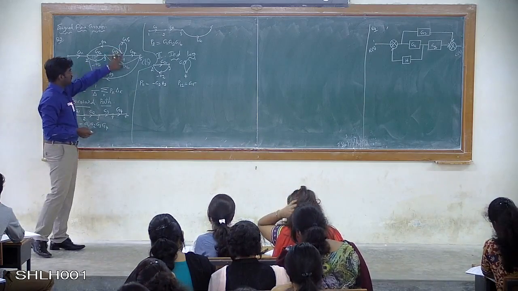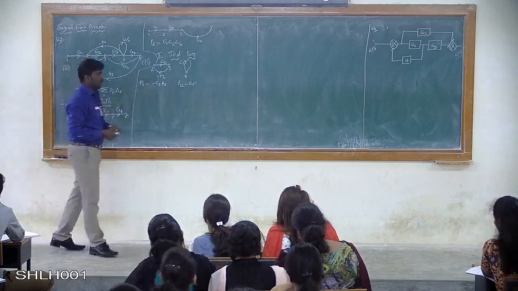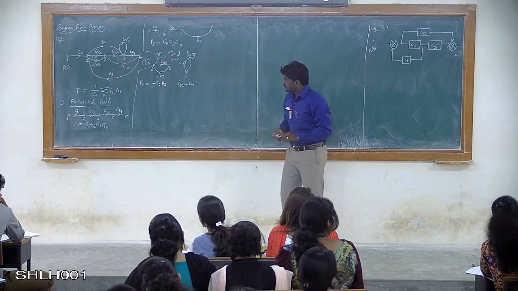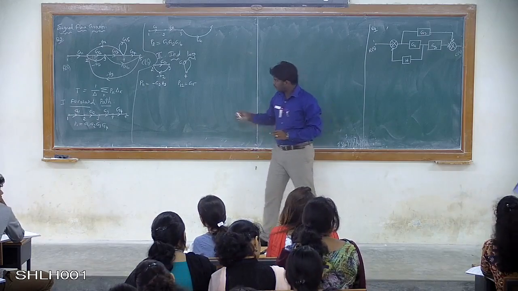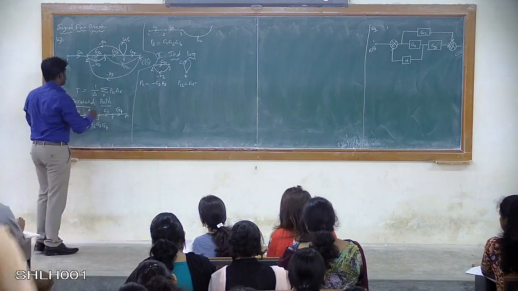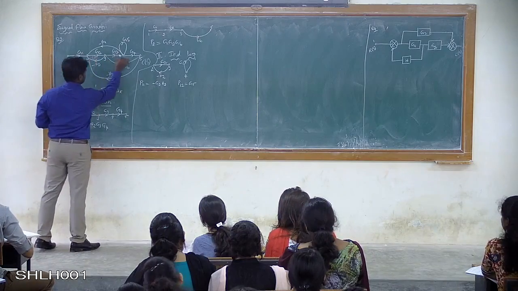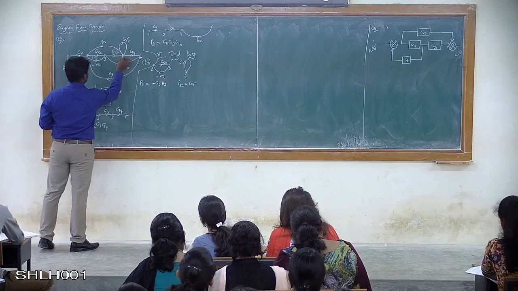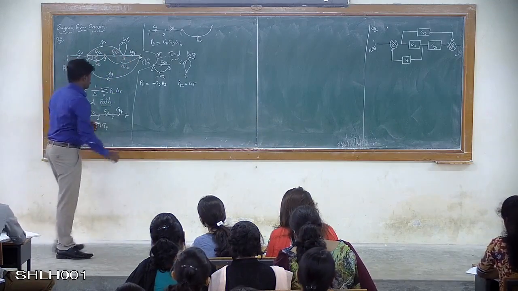The gain value of this loop is G5. So P12 can be written as G5. Okay. So there is one more loop also we will be able to identify, that is this loop: 2 to 3, then 3 to 4, then 4 back to 2.